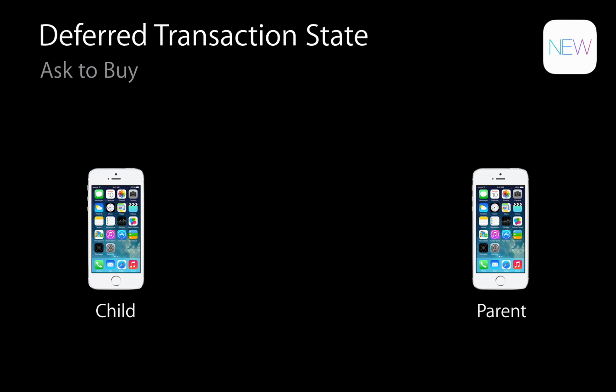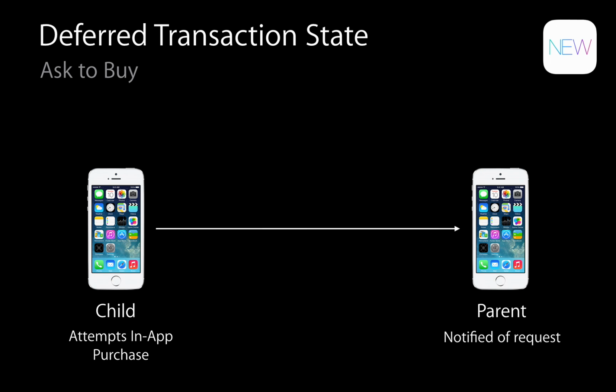This is how Ask to Buy works. So I've got a child device here and a parent device. When the child wants to buy something, such as one of your in-app purchases, they attempt to make the purchase by pressing the Buy button, and they'll be prompted to ask permission for that item. That causes a message to be sent via the App Store to the parent's device, in fact, all the parent's devices or approvers' devices, and they receive a notification that this request has been made to buy this item.